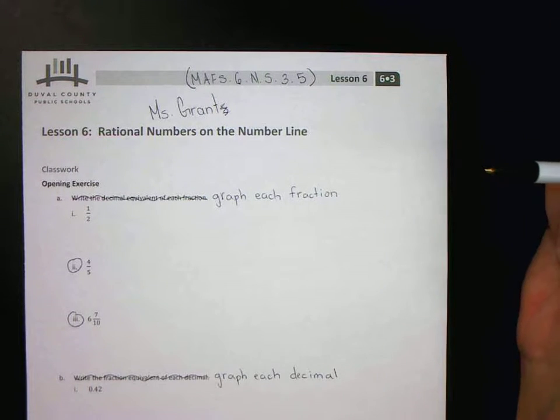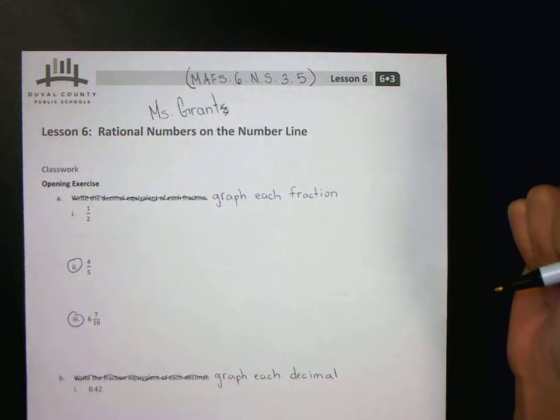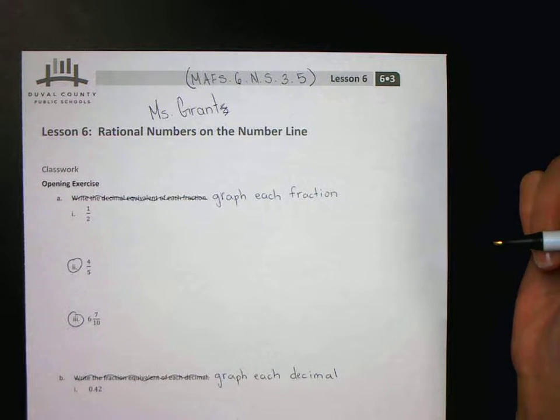I'm just going to go over a couple of problems on this page, and then the second part of the lesson was watching a Khan Academy video, and I'll go over those problems from that video as well. So we are graphing rational numbers on a number line, okay?